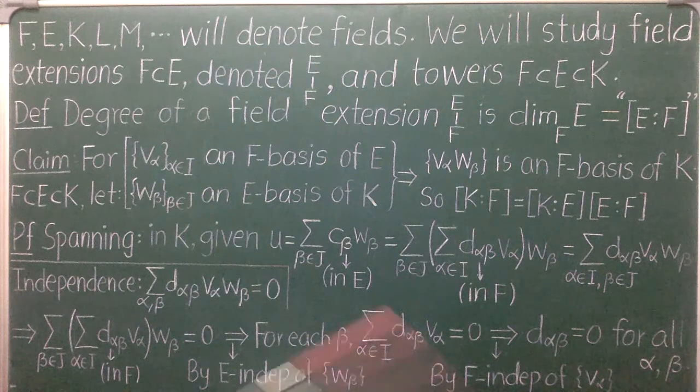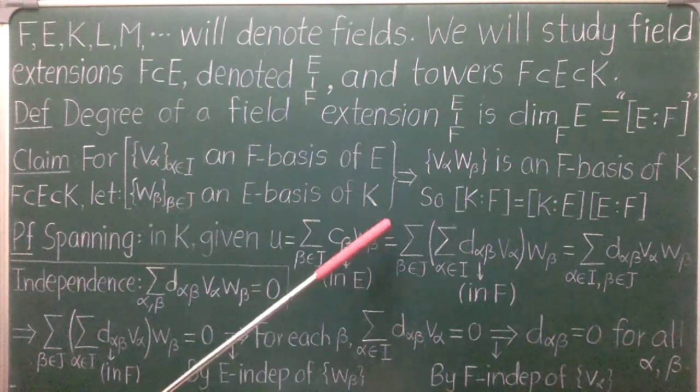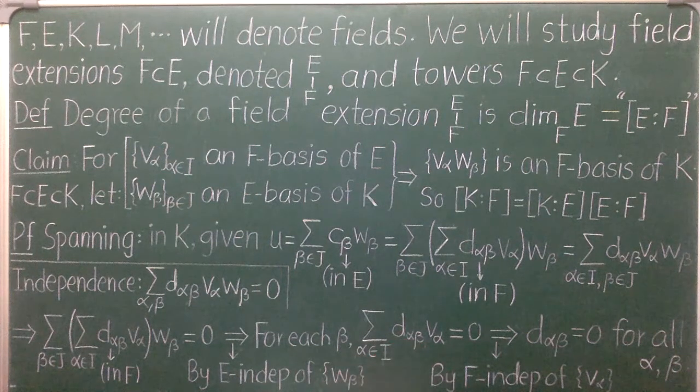By the way, the basis may even be infinite, but all sums over here are finite by definition of a vector space. To show spanning, take any u in the big field K. Then use the E basis to write it as a linear combination of W's with coefficients in the middle field E. Now write each coefficient c_beta in E as a linear combination of V's over the smallest field F, and then open the parentheses. Remember, V's and W's are vectors, but they are also in a ring, so I can multiply any two elements.